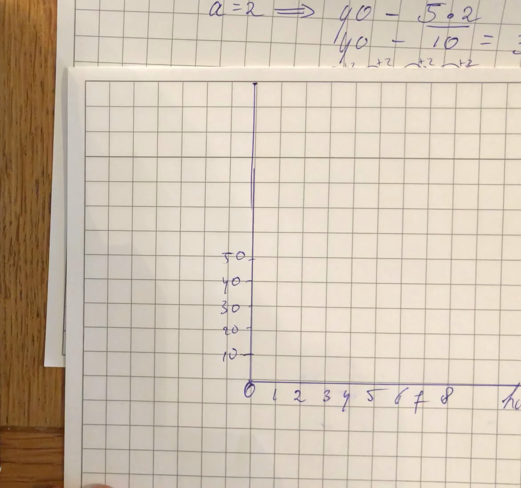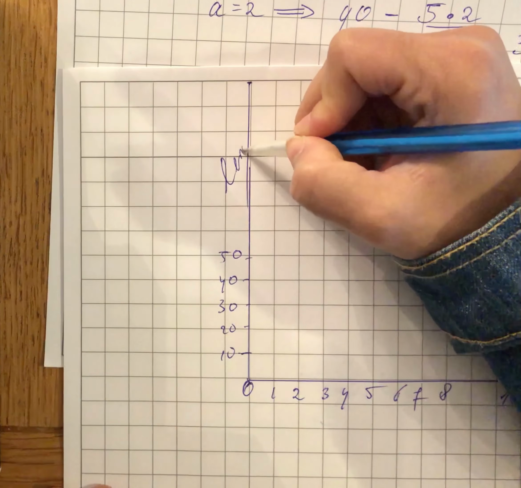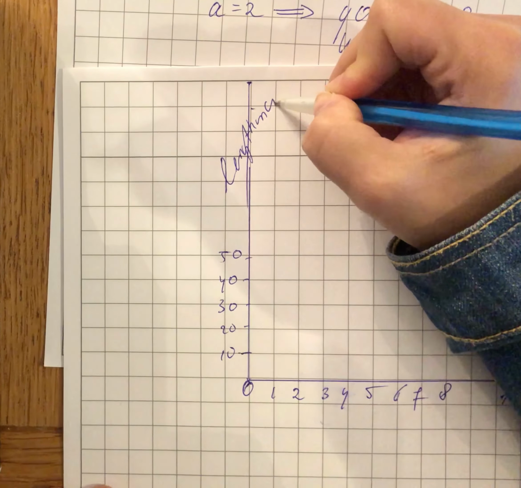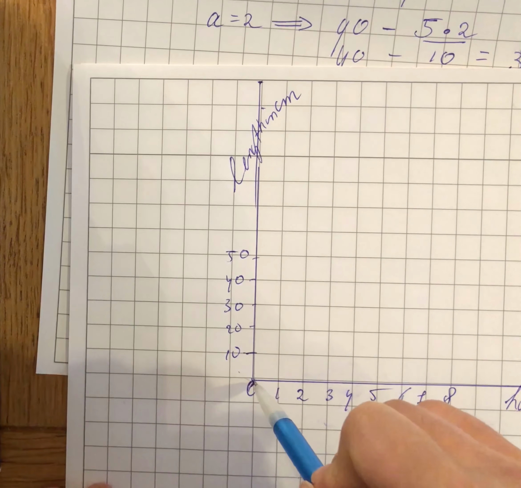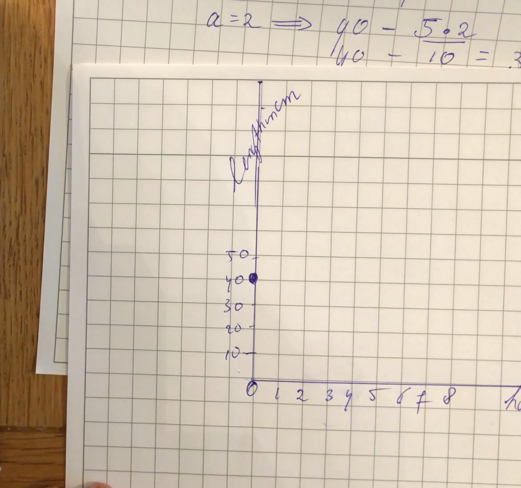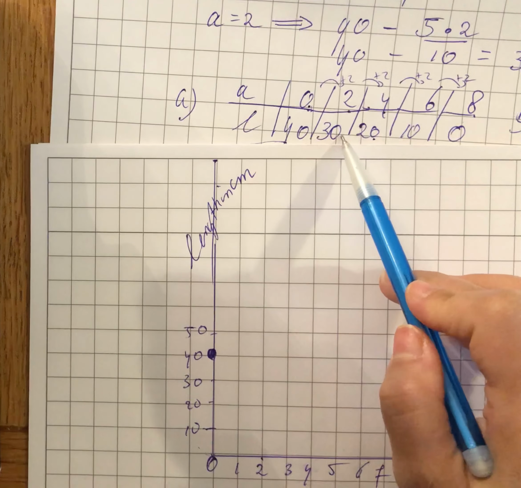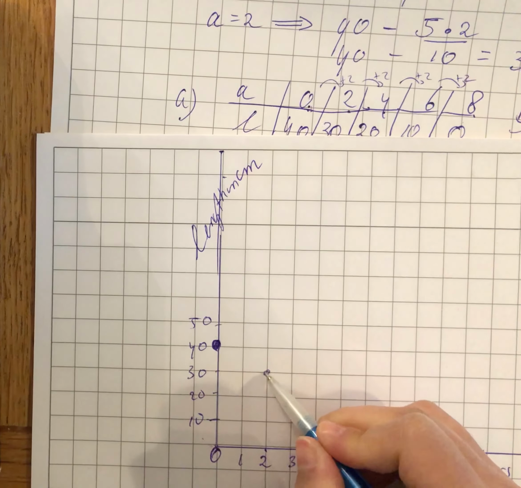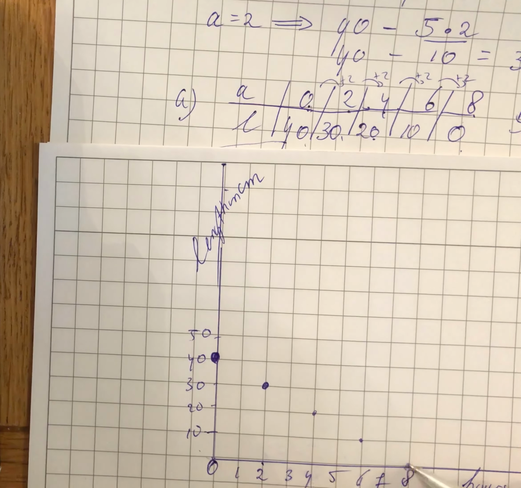Now, over here we have the L, which means length in centimeters. Well, if you don't light the candle, it's 0, it is 40. Then 2 hours. Let's look at the table. It was 30. For 4, you get 20. For 6, you get 10. And for 8, you get 0.